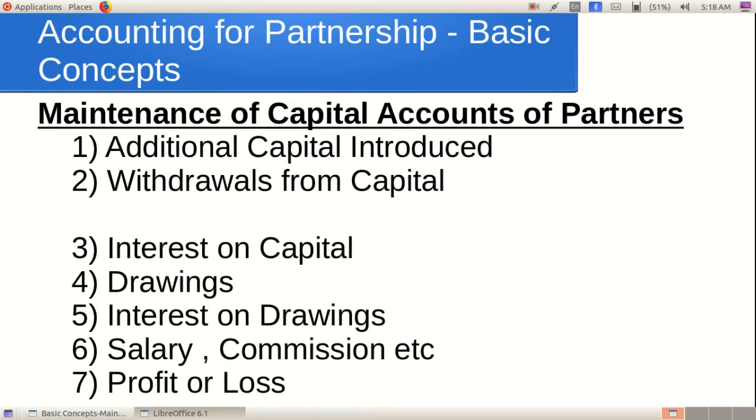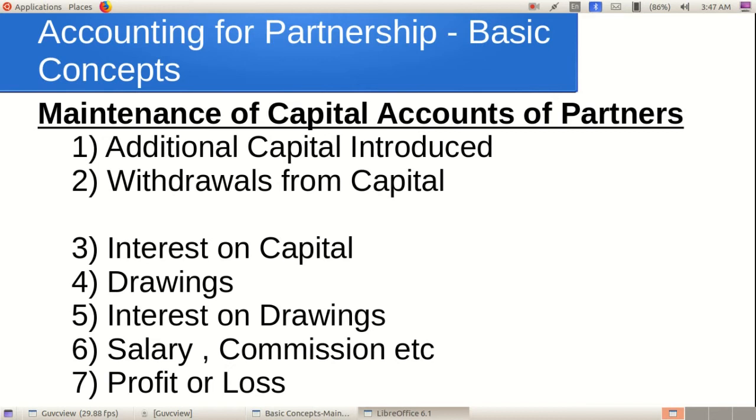And the last and the most important one is profit or loss. Whenever there is profit, it is shared among the partners as per the ratio mentioned in the deed. When profit is shared, that will increase the partners' capital account. On the other hand, if it is a loss, that will reduce the partners' capital account. These are the 7 transactions that normally you will see in a partner's capital account. And if you know these transactions, the maintenance of the capital account will be very easy.